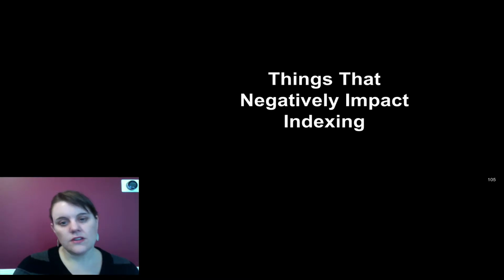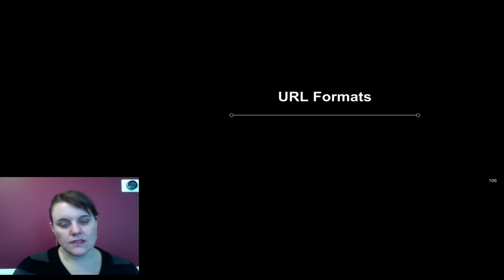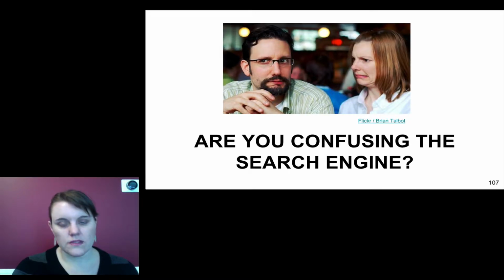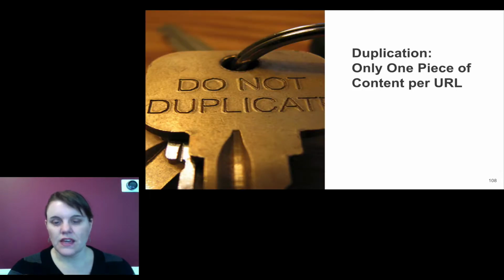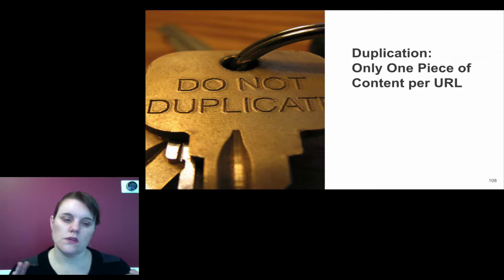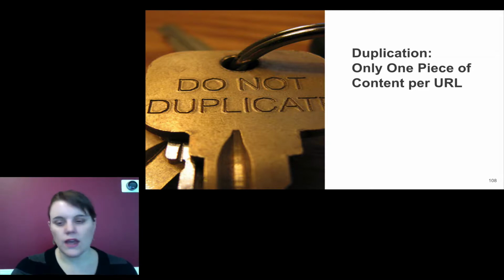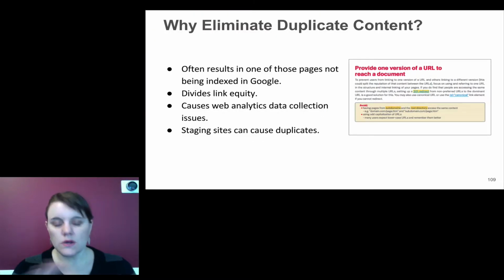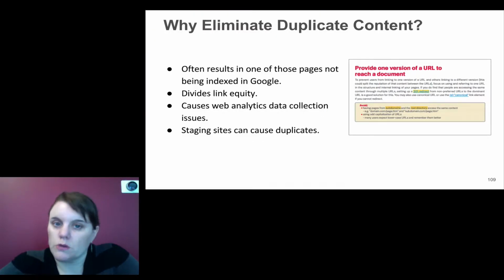Let's talk about the things that are going to negatively impact you getting indexed. So one is the URL formats, because it could be possible that you're completely confusing the search engine. And most of the time I see confusion because you've created more than one URL per piece of content. So content duplication. This usually happens because of CMS systems. Most of the time it's not because people are doing this on purpose.